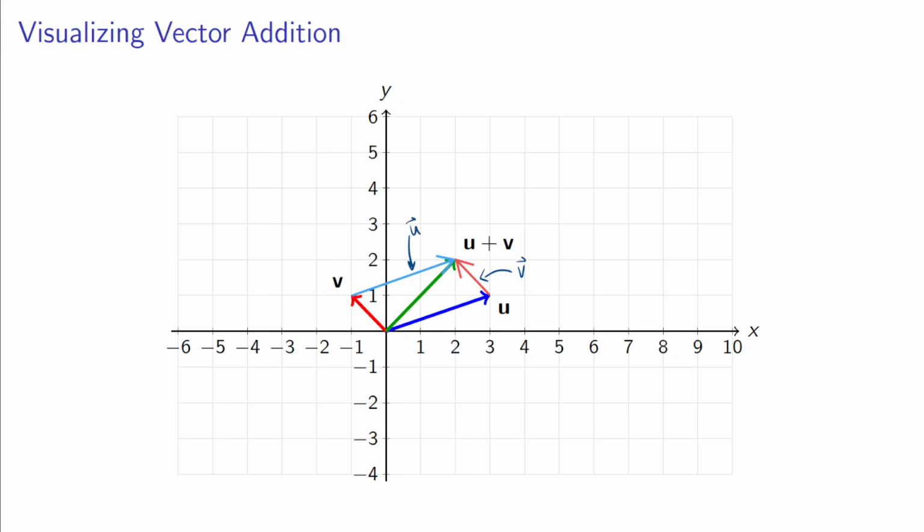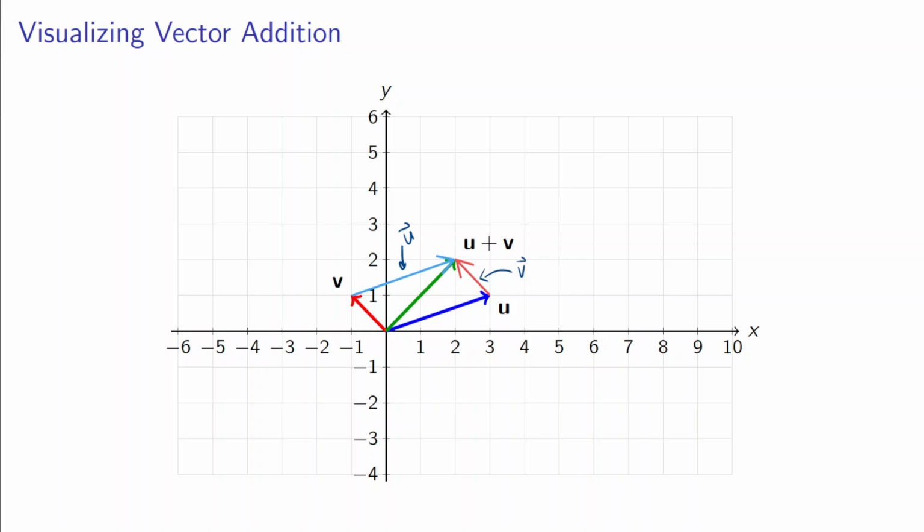And so u plus v can be built by doing two things, in two different ways. First, traveling along the vector u, and then traveling along the vector v to get to u plus v. Or we could first travel along the vector v, and then travel along the vector u, and end up in that same place.